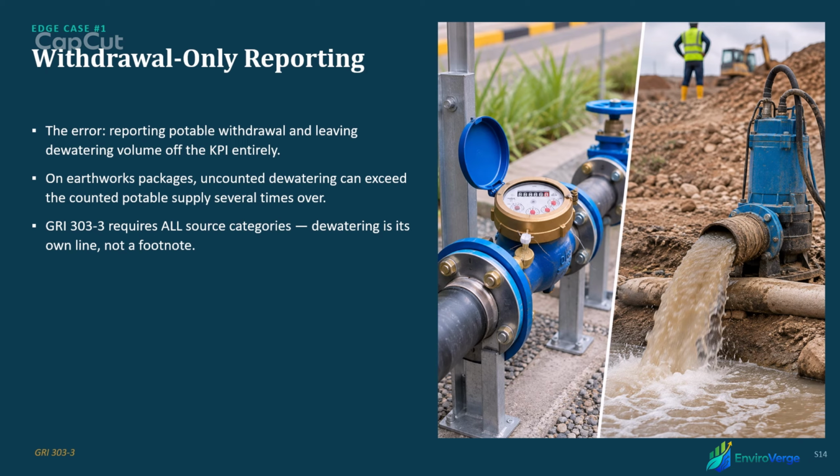GRI 303-3 requires all source categories, without exception. Dewatering is its own line, not a footnote at the bottom of the report. The fix? Put every extraction point on site, including temporary dewatering, on the same meter schedule as everything else.